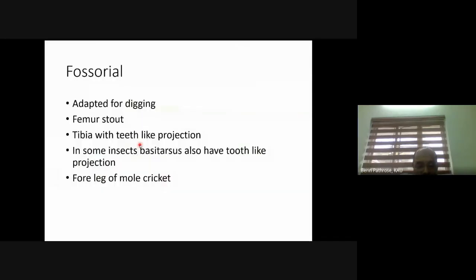Next one is fossorial. Fossorial means digging kind of legs. This is mainly a modification which is seen in insects which are soil dwelling.